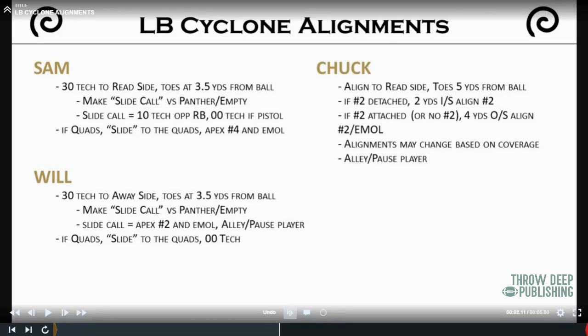Our Sam goes to the read side. He's the pass strength backer. Our Will takes a 30 tech to the away side.